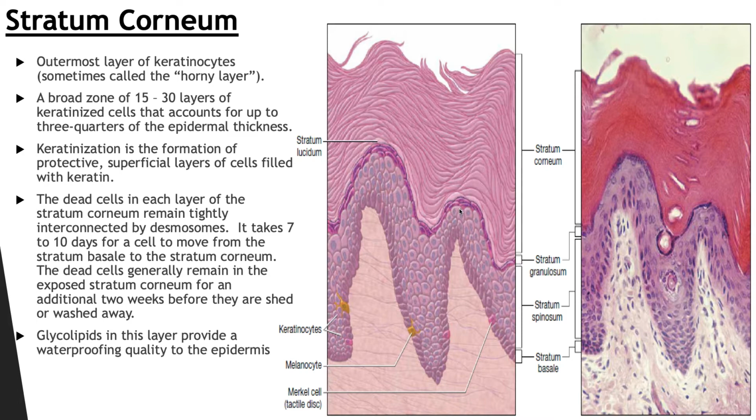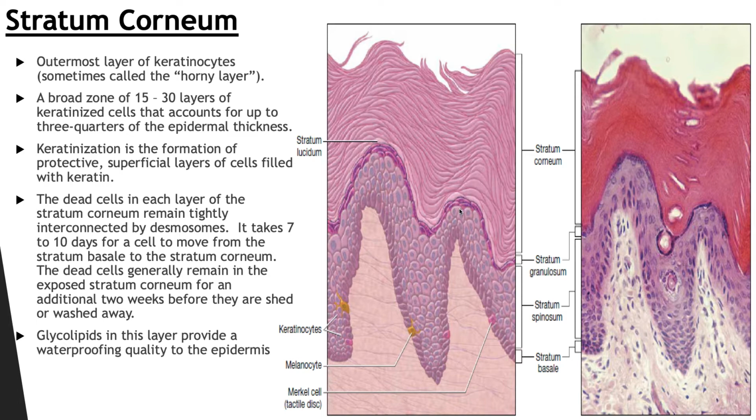So we'll start off with the stratum corneum here, which is the outermost layer of keratinocytes, sometimes called the horny layer. It's a broad zone with 15 to 30 layers of keratinized cells that account for about 3/4 of the epidermal thickness. Keratinization is the formation of protective superficial layers of the cell with keratin.